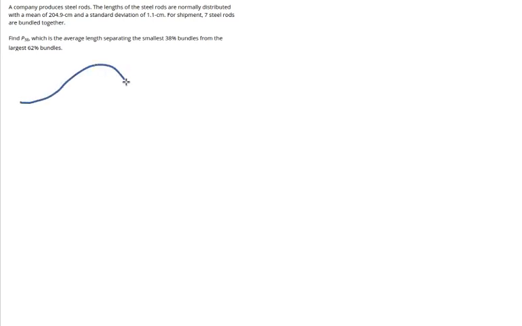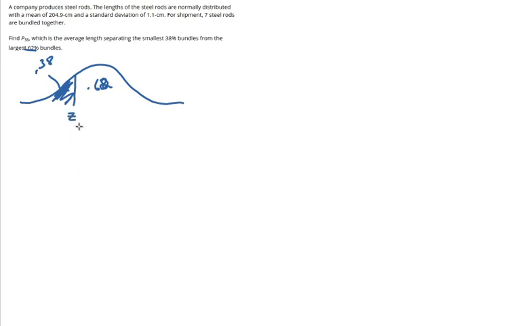So let's start out drawing our normal curve, and we are trying to find the mean length, the average length of these steel rods that has 38% to the left. So this represents 0.38, and that means 0.62 will be up here so that the whole thing adds up to 100%.